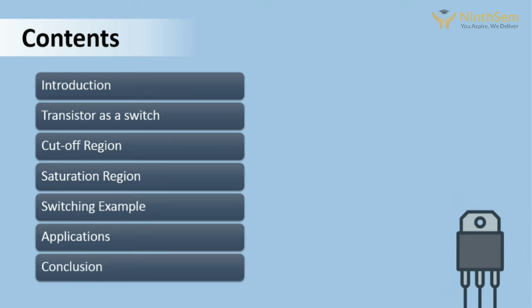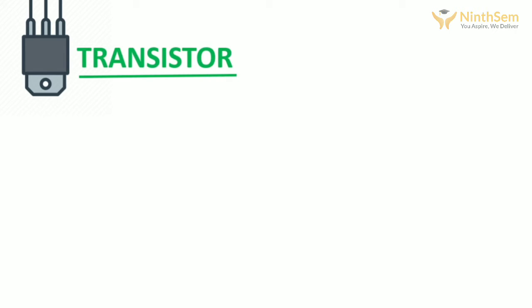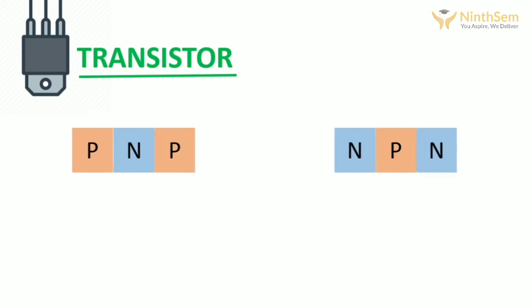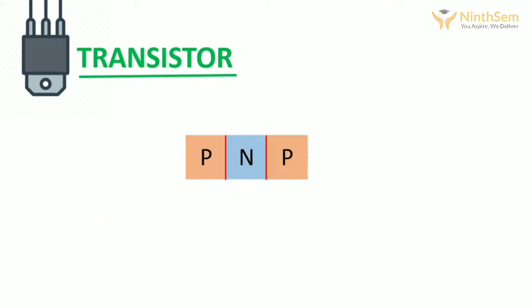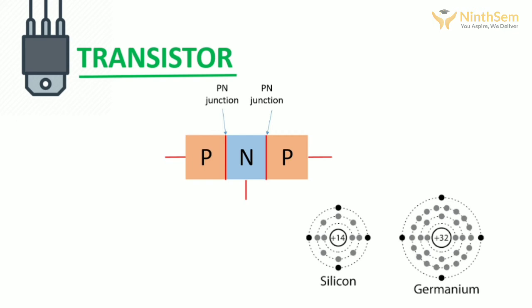Before going to discuss the switching, let me introduce the basic transistor. A transistor is nothing but either N-type or P-type semiconductor sandwiched between two P-type or N-type semiconductors respectively. Then both N and P-type will form a junction. We refer to this as a PN junction. Such a two-junction device is called a transistor. Thus, a transistor is a two-junction, three-layered, and three-terminal semiconductor device.